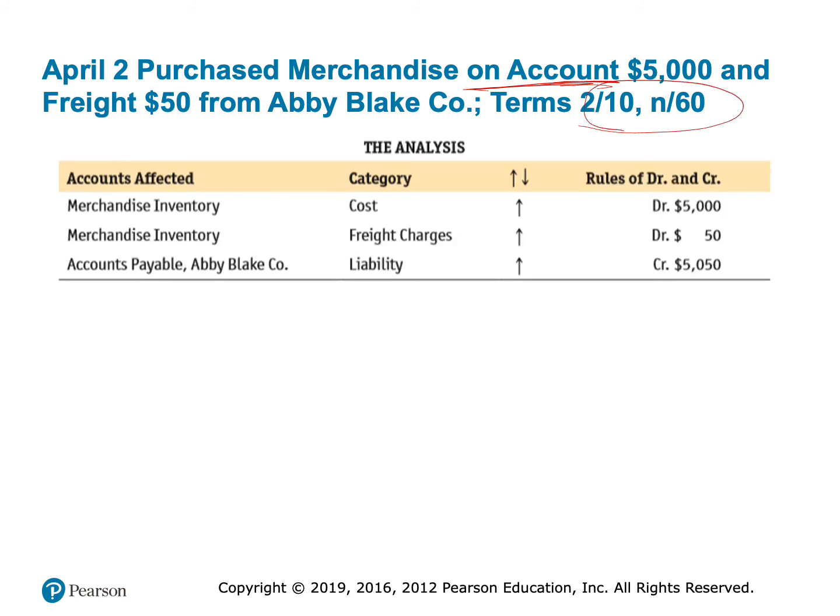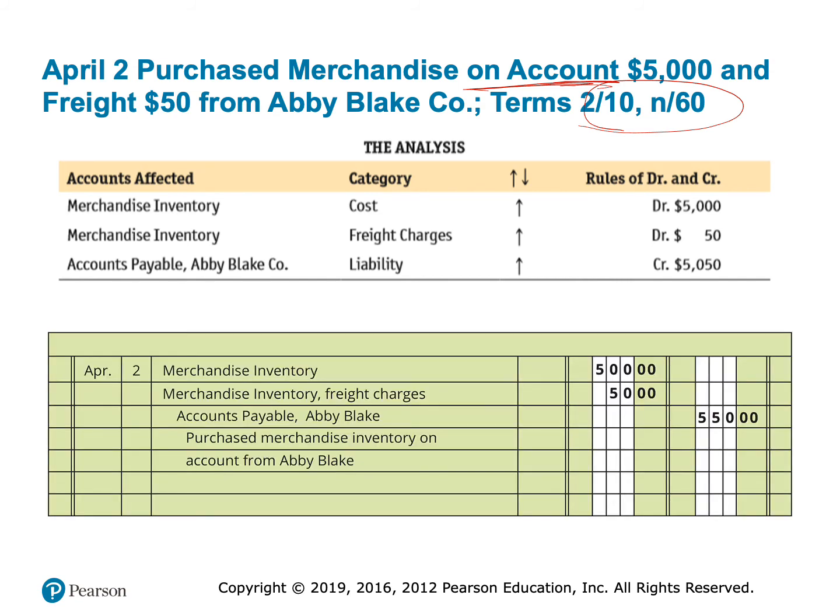So when we buy the inventory, we're going to debit the inventory account for the cost of the inventory. We're going to debit inventory for the cost of the freight charges, and then we're going to credit that accounts payable liability account to increase it for the total.